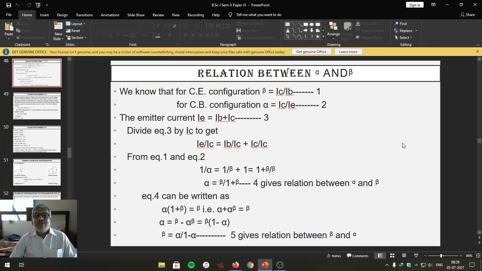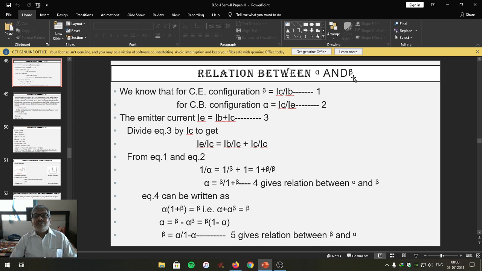Friends, by studying the common base and common emitter configurations, and by knowing the definition of alpha and beta, we are going to study now the relation between alpha and beta. Dear students, we are well aware that alpha is the current gain of BJT in common base configuration and beta is the current gain in common emitter configuration.